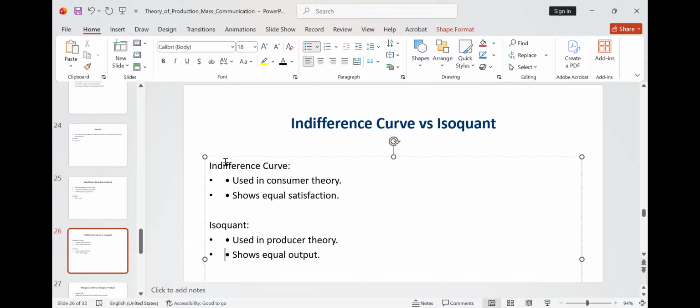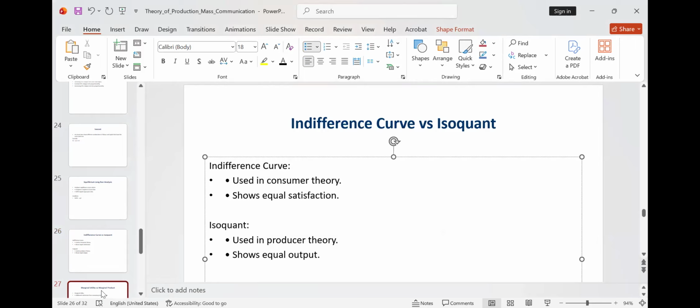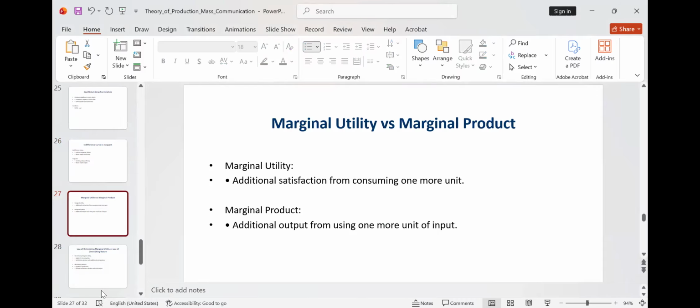Okay, now let's move on. We have about 5 more slides so that we can tidy up before the Zoom locks us out.